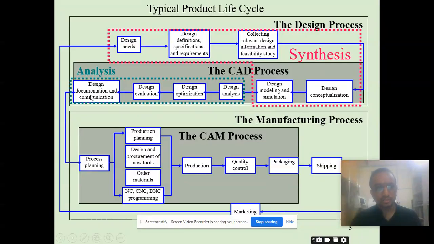Now, after this design documentation for further communication, this final design goes to the CAM process. What is the first step of CAM process? It is the process planning. So, the intermediate between CAD and CAM is process planning. So, first stage is process planning. What type of process planning is required? It requires the production planning, design and procurement of the new tools, order materials, NC, CNC, DNC programming.